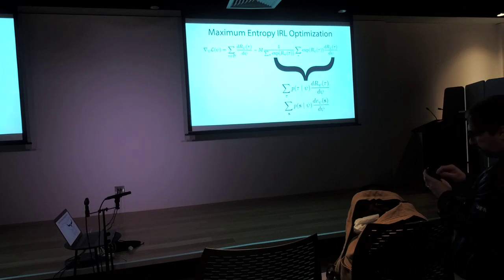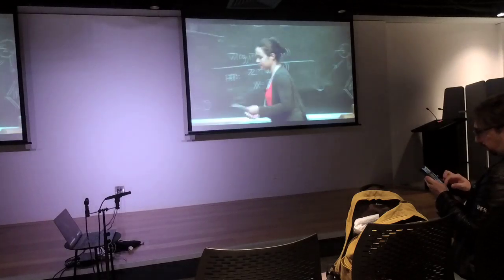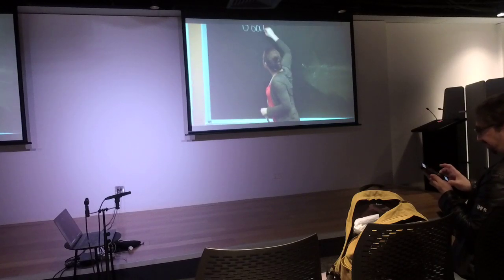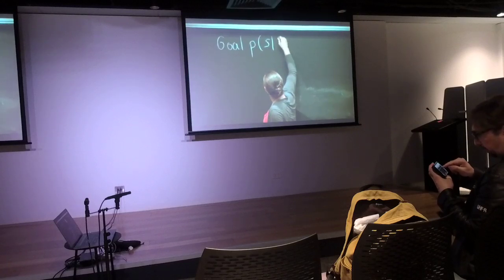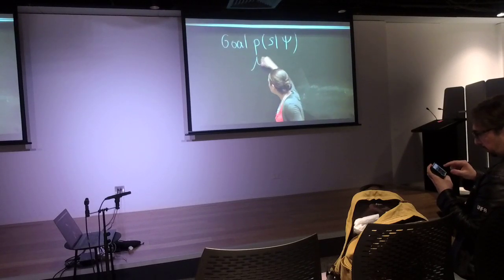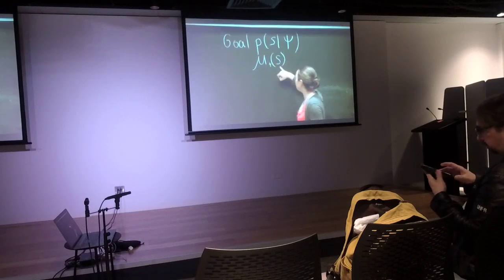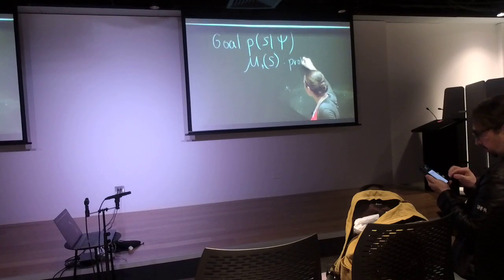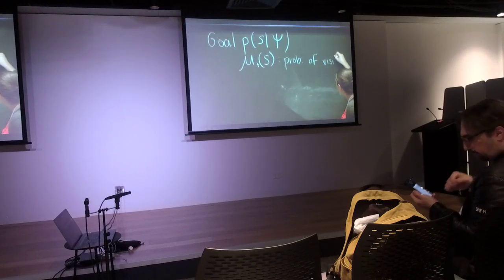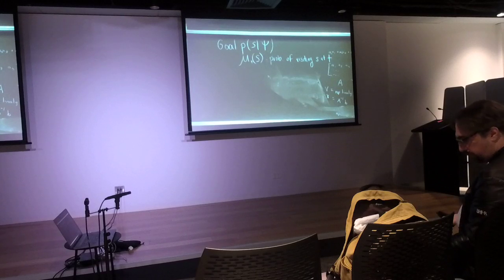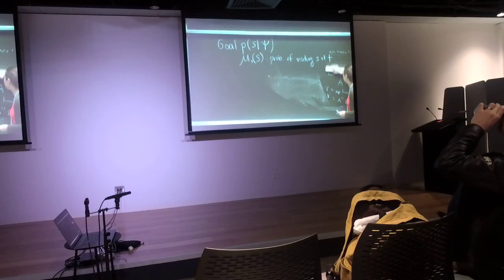There's a dynamic programming algorithm for doing this. I'm going to go over that algorithm really quickly on the board, if there's chalk. Yep. And I'll try to write big so that the people in the back can see. So the goal is to get P of S given our reward parameters, our state visitation frequencies. And I'm going to use mu t of S to represent the probability of visiting state S at time t.